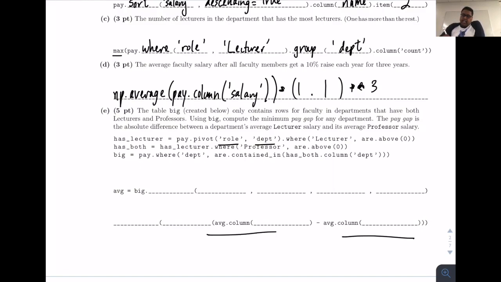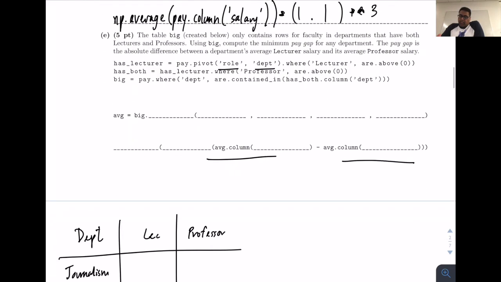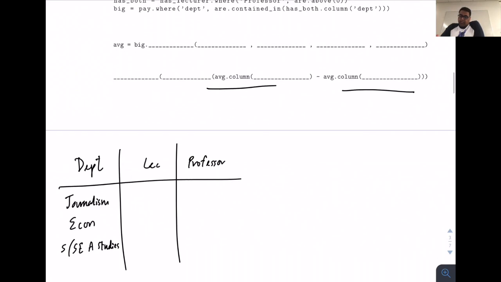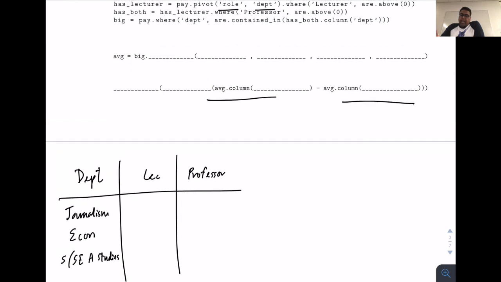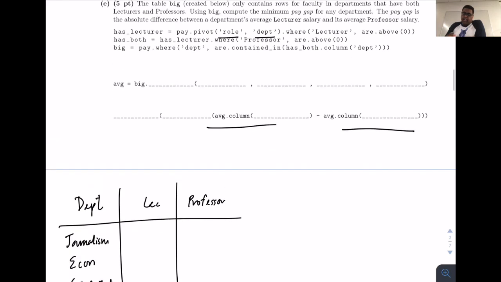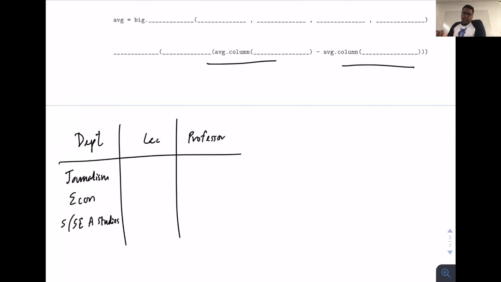Since they use pivot here, we're kind of hinted that we also want to use pivot again, right? And why would using pivot be helpful? What could we use pivot to do? Well, if we had some sort of chart that looked kind of like this, where we have the average salary of a lecturer here and an average salary of a professor here for any given department, that would be pretty useful.